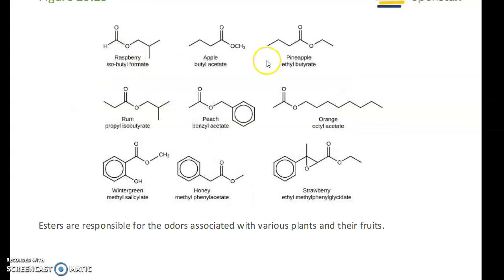And this has, again, a lot of the different ones. This also includes the methyl salicylate, which is the wintergreen. Methyl phenylacetate is the honey. Strawberry is ethyl methylphenylglycidate, right here. Orange is octyl acetate. This is benzyl acetate. So it depends upon what you have coming off at this point right here. If it's a benzene ring, it smells like a peach. If it's just a chain out here, then it smells like an orange.